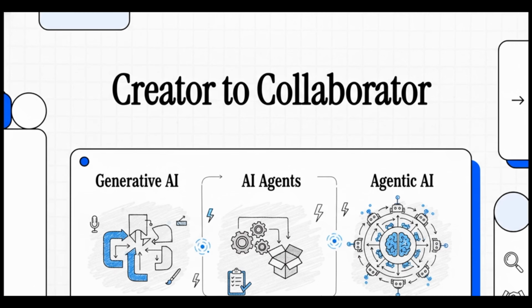All right, let's get right into it. The world of AI is just buzzing with new terms, and if you're feeling a little lost, you are not alone. You've probably heard these terms thrown around: generative AI, AI agents, and now this new one, agentic AI. They might sound kind of the same, but they actually represent a huge evolution in what AI can do. So, what's the real difference?